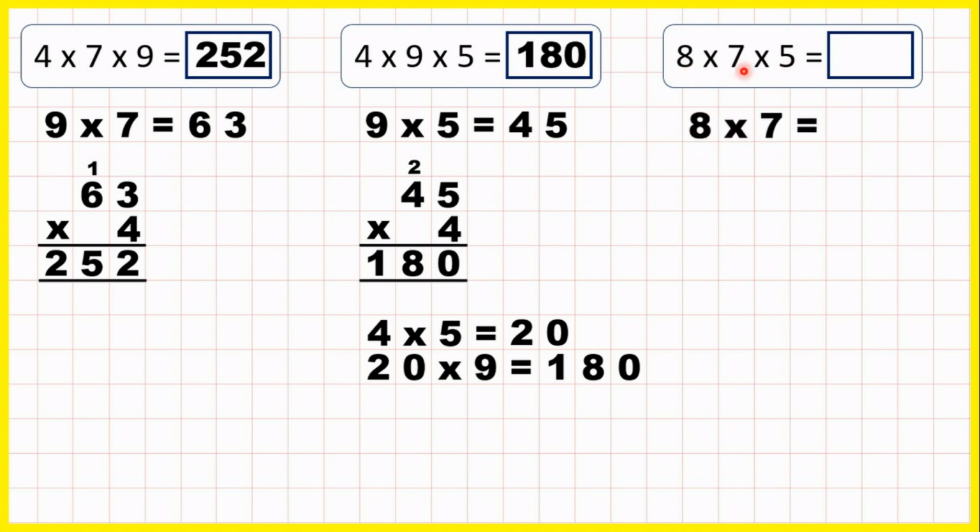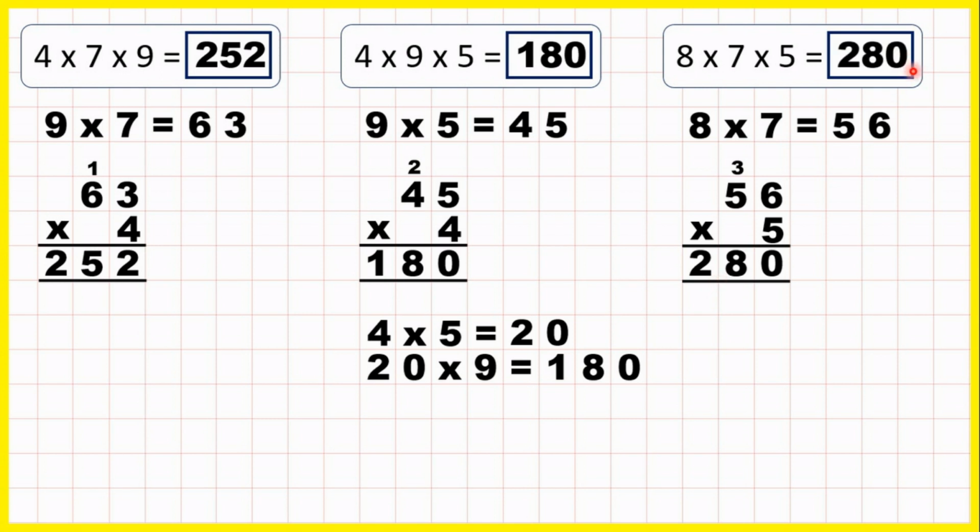Now 8 times 7 times 5. We could multiply the larger numbers together first, so 8 times 7 is 56. Then we can work out 56 times 5. 6 times 5 is 30, so 3, 0. 5 times 5 is 25, plus 3 is 28. So our answer is 280.